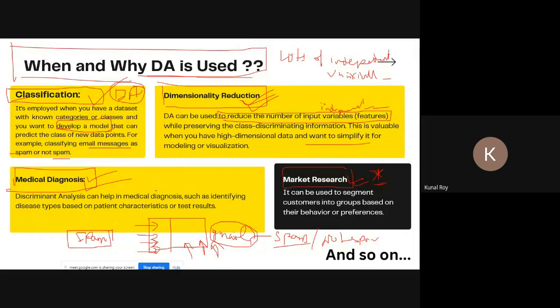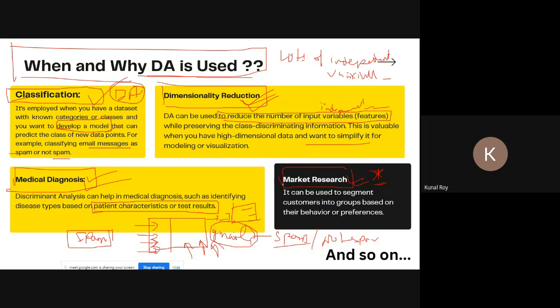Okay, next is the medical diagnosis. Medical diagnosis can be used to identify the patient characteristics regarding what type of symptom arises, or what type of precaution you have to take for a patient. So we can use discriminant analysis here also.